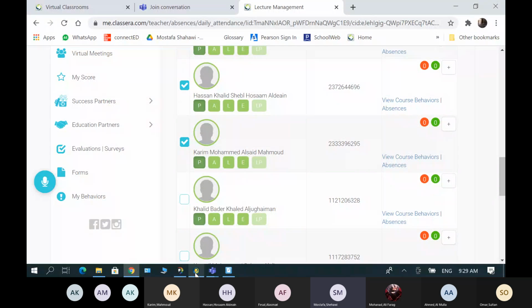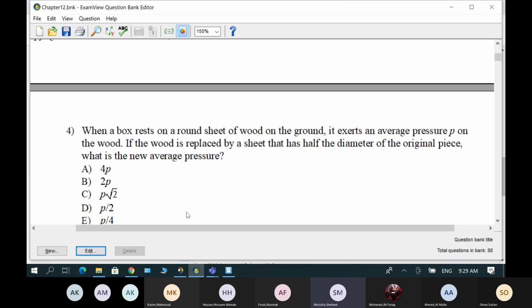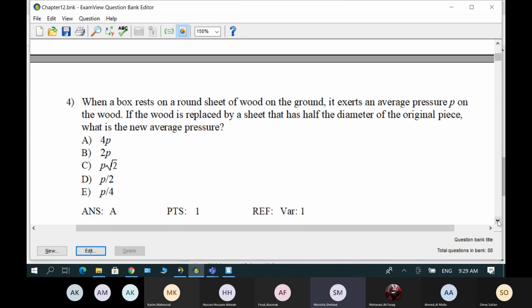So let's go back to the question, Karim, and the answer will be what? What is the answer? A. Yes. What's the new pressure, which is P2? It will be 4P1. It increased. The answer is A.